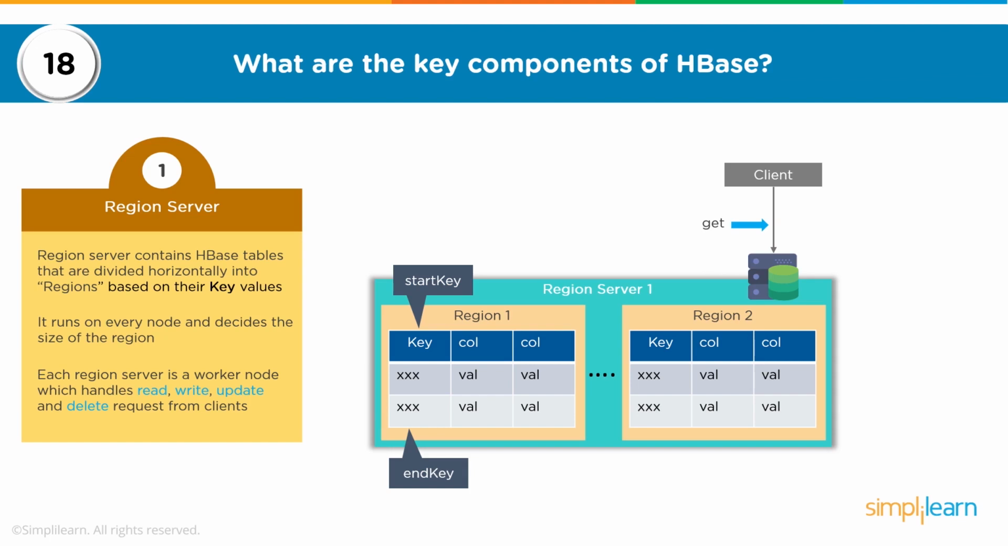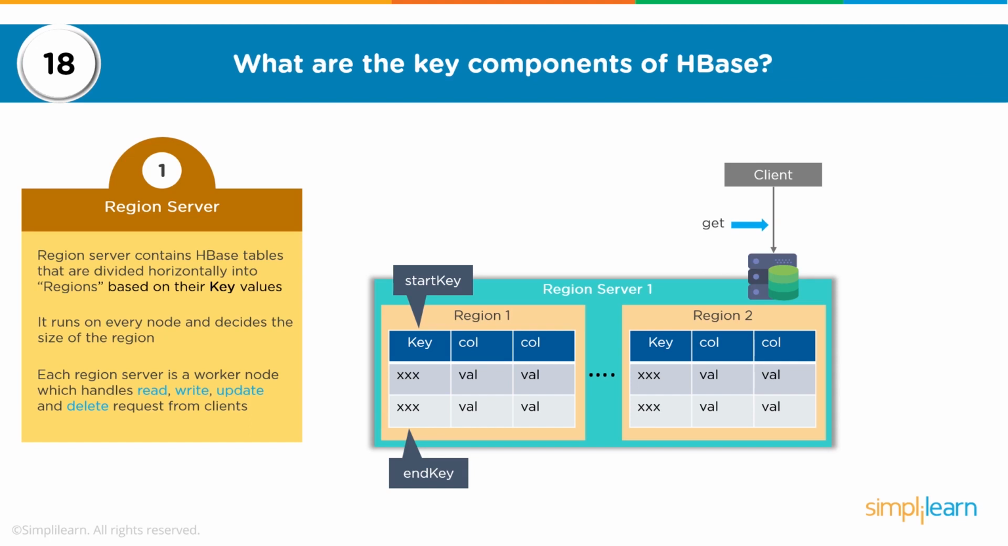So what does this region server contain? Region server contains HBase tables that are divided horizontally into regions, or you could say a group of rows is called regions. So in HBase, you have two aspects. One is a group of columns, which is called column family, and one is a group of rows, which is called regions. Now these regions, or these rows, are grouped based on the key values, or I would say row keys, which are always unique. When you store your data in HBase, you would have data in the form of rows and columns. So a group of rows is called regions, or you could say these are horizontal partitions of the table.